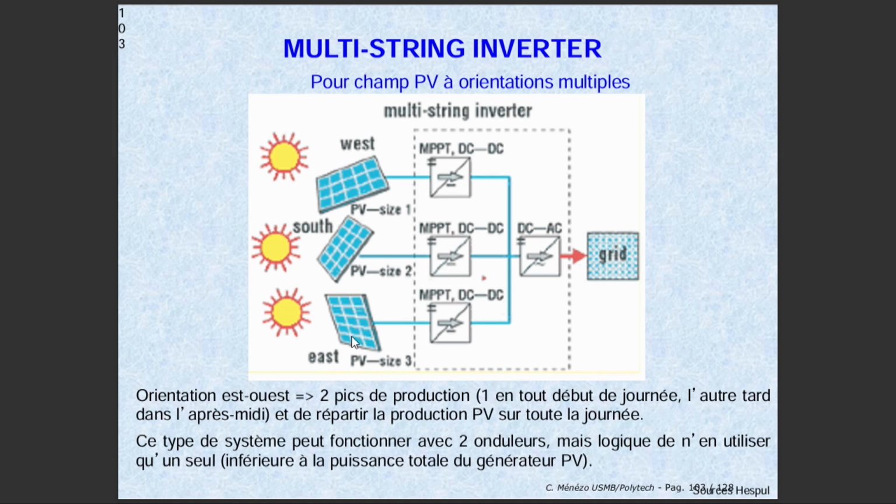As soon as you have different orientation, even if it is on the same system, as soon as you have different orientation, different local particularities that could induce a difference of operating, you have to distinguish the inverter. Otherwise, you will impact too much your production, and also it's not really good for the global inverter that will be connected to the grid.